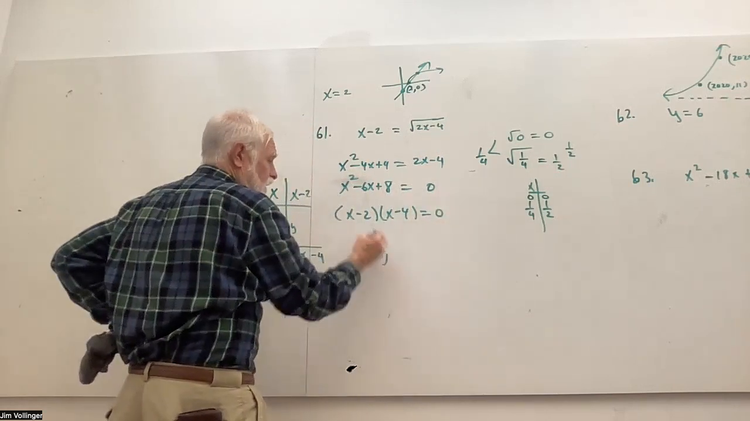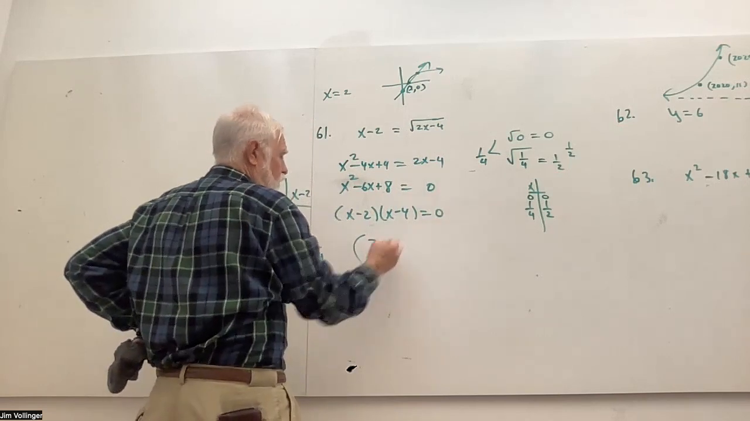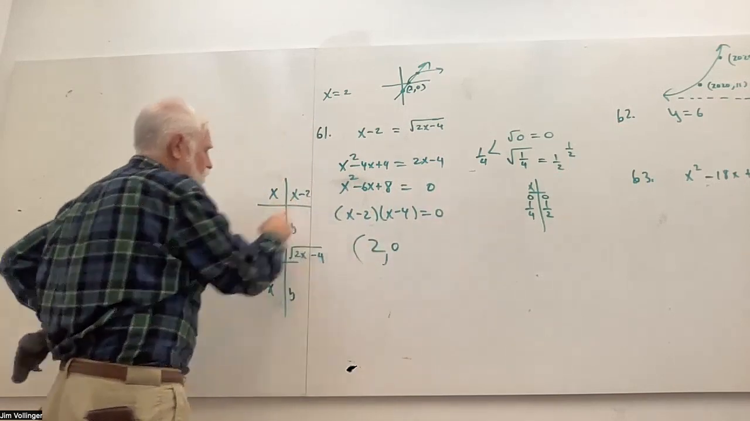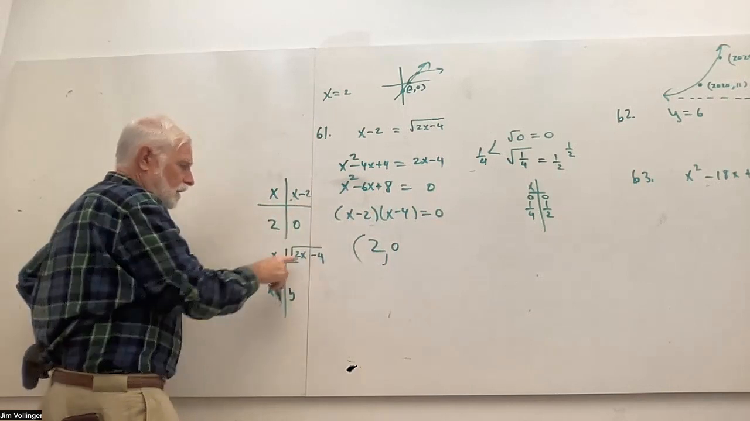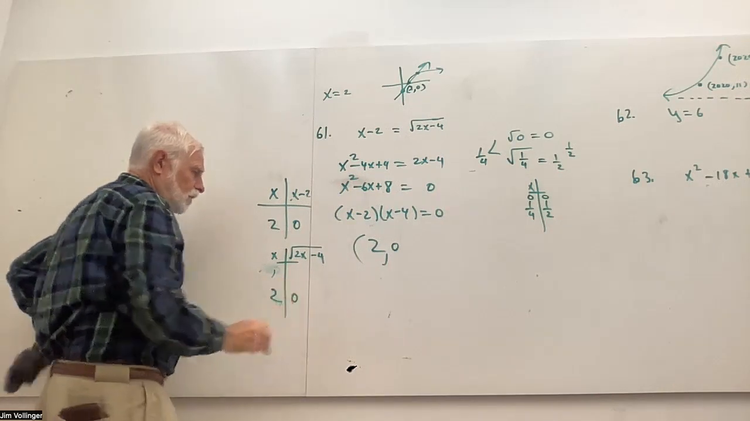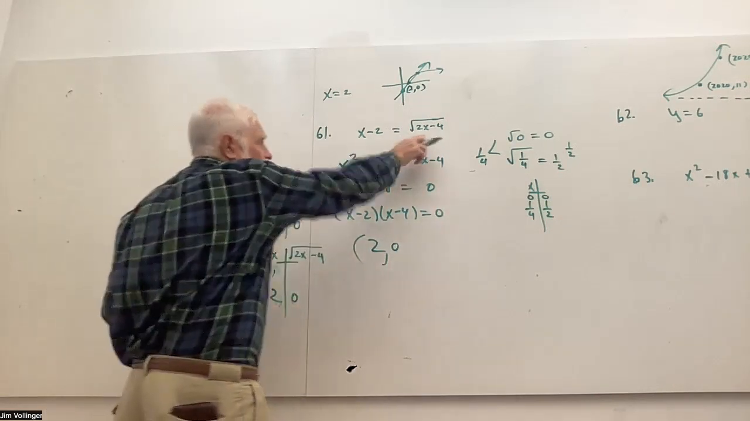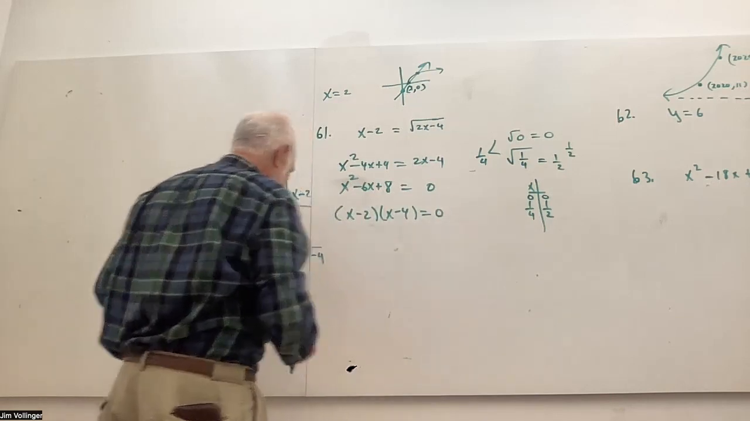And there's one answer, which we said we knew. 2 gets us 0 in both tables. You put a 2 in here, that x is 2, that gets you a 0. And you put a 2 in here, it also gets you a 0. So what do we learn from that? That the solutions of the equations are the intersections of the 2 graphs. 4 is going to be the same thing.